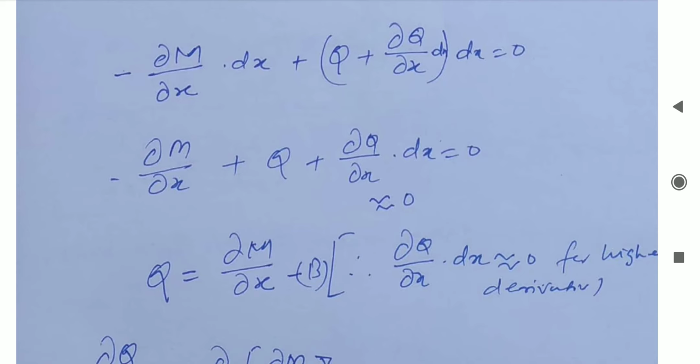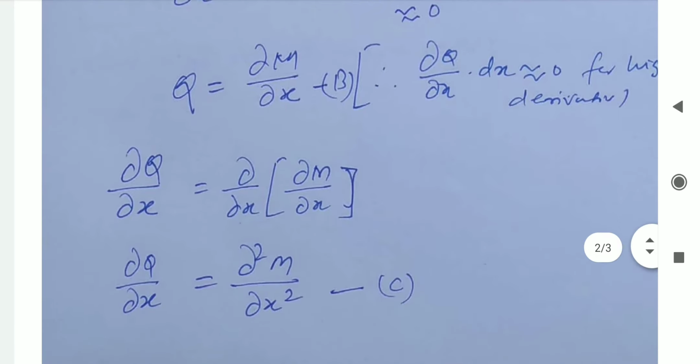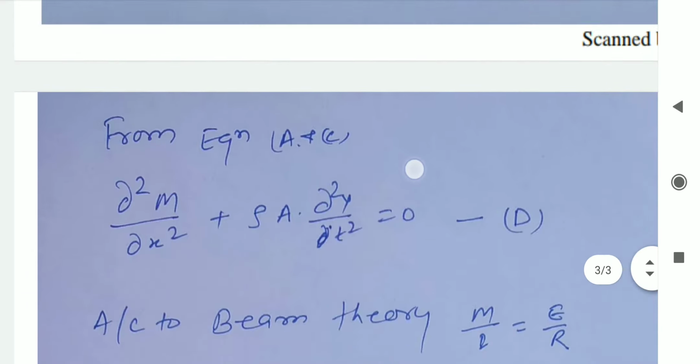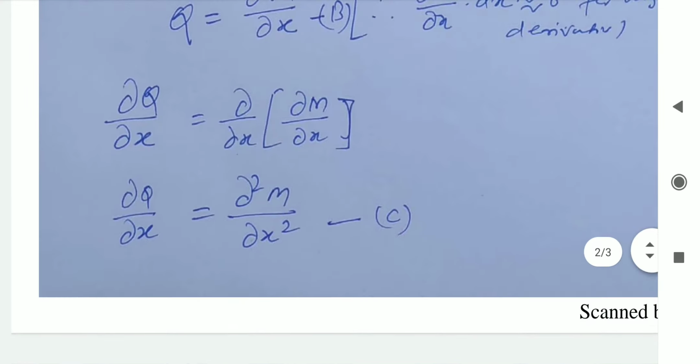So Q equal to what? ∂M/∂x. So directly you should retain as ∂Q/∂x, that means ∂/∂x into ∂M/∂x. So ∂Q/∂x equal to ∂²M/∂x². So according to that, this one is ∂Q equal to this one.